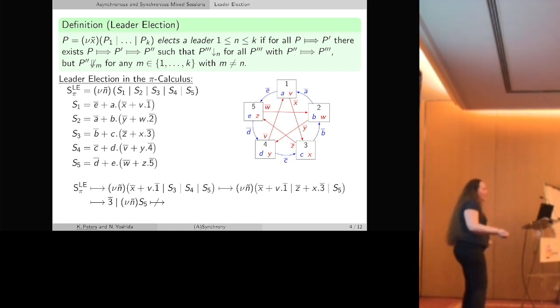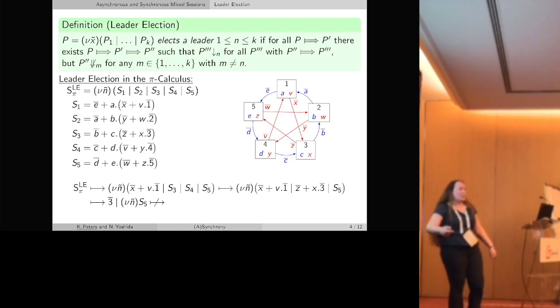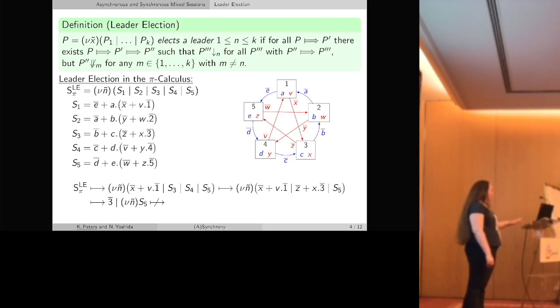But you have exactly one way for each process to win. Or exactly two, I'm not remembering. But it's the same amount, the same probability for every ID. Okay, so this is leader election for the pi calculus.